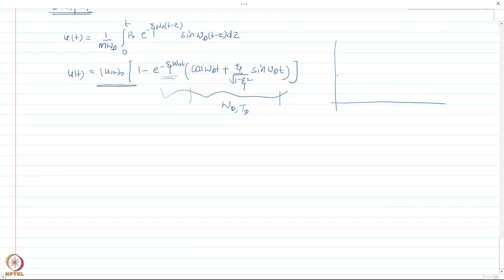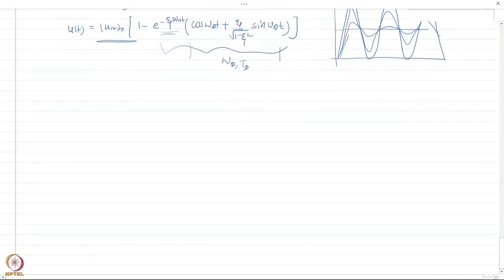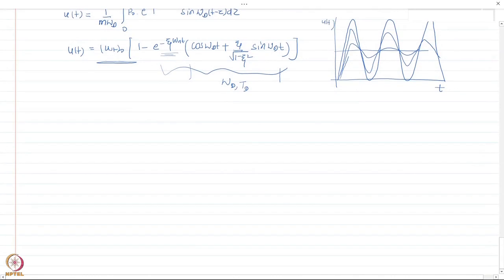So let us say this was the undamped system. For the damped system, depending upon the value of damping, the response will start to decrease and go like this. And if the damping is very high, it will go to this value very quickly. This is u of t here, and this is time t. So this is what happens.